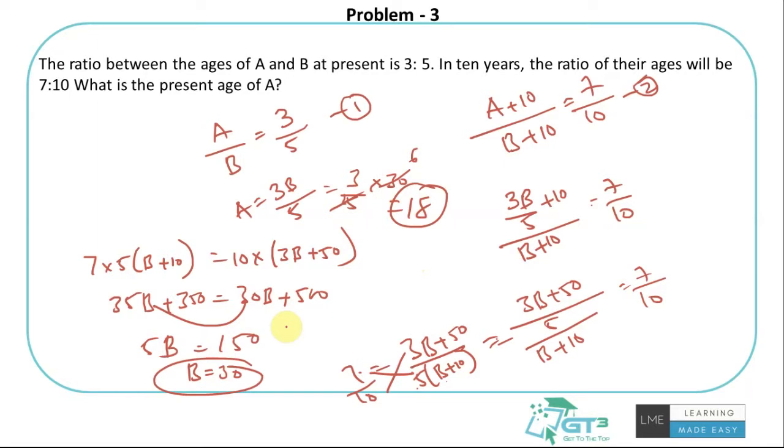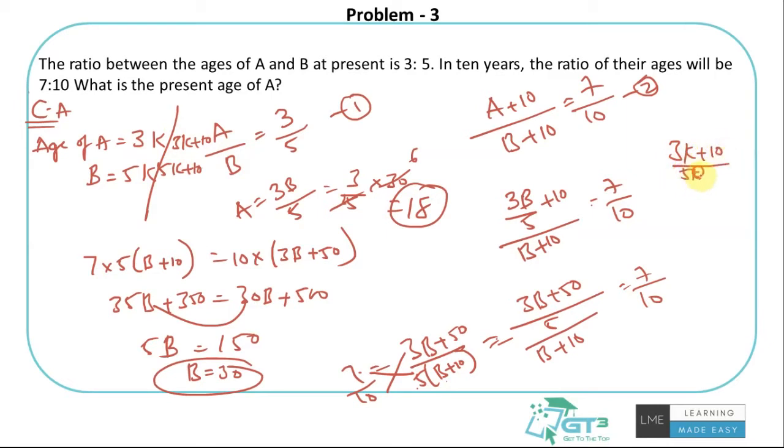This seems to be a bit longer, right? What I would normally do is this: if you're comfortable with this concept, when I say A is to B is 3 and 5, what are the current ages according to that? Age of A is 3k, that's a variable I'm taking as k, and then automatically B would be 5k, because they have to be in the ratio 3:5. Now it has become only one variable. After 10 years, what will be their ages? 3k plus 10, 5k plus 10. So it's 3k plus 10 by 5k plus 10 equals 7 by 10, because after 10 years the ratio is 7:10.